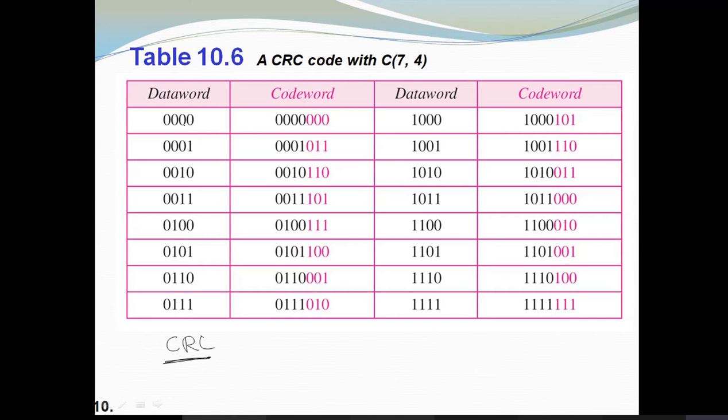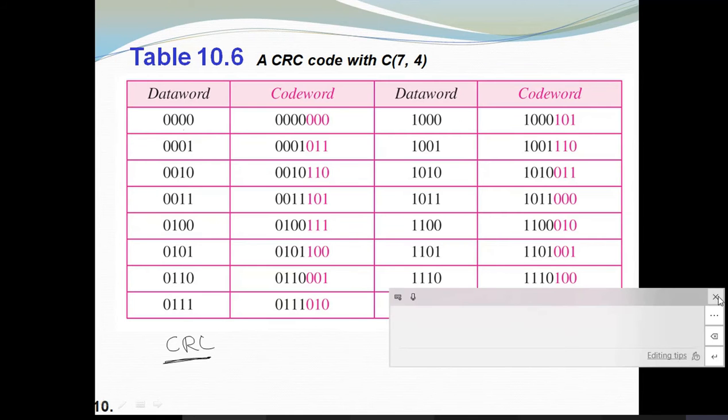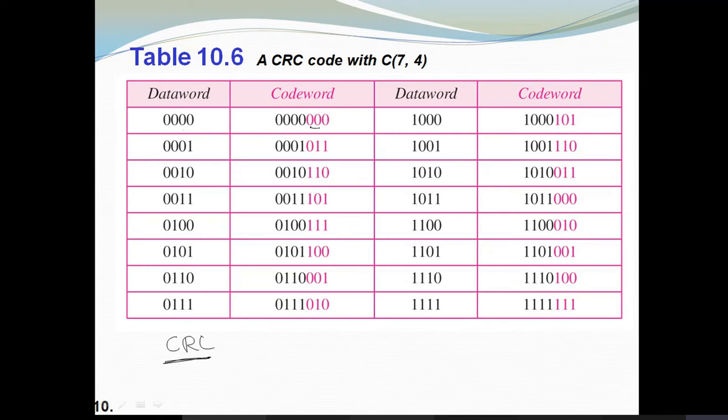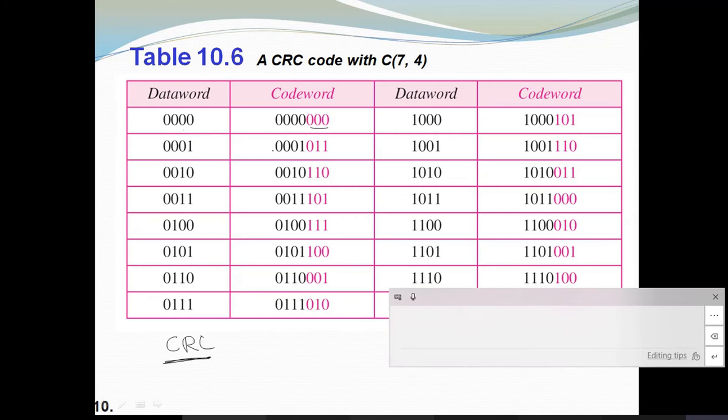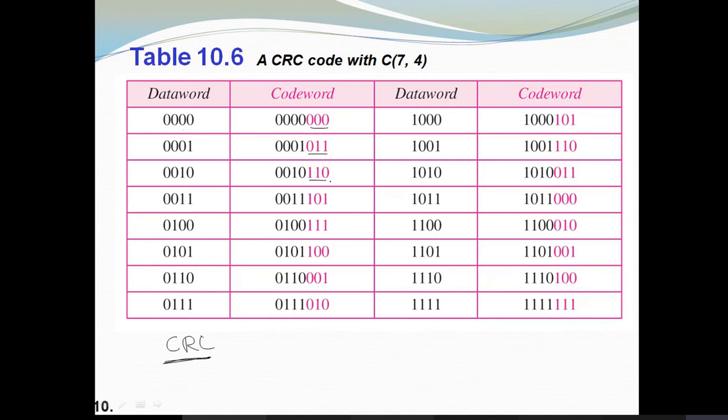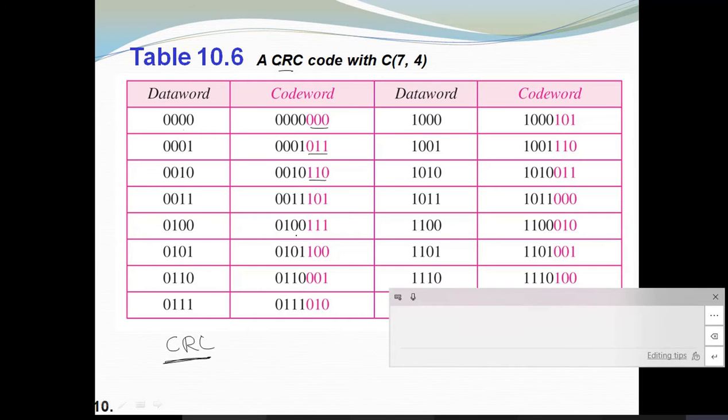So you can just observe. Here this is a data word of size 4, and the code word is formed by adding extra 3 bits. Can you observe? So how are these 3 bits added? That is the part of CRC. You are going to learn how I added these 3 bits, what the extra 3 bits should be that are added to this data word. That process is explained in CRC.